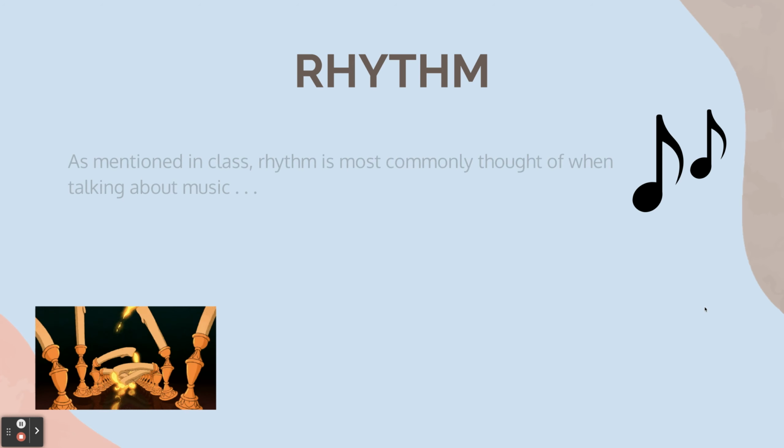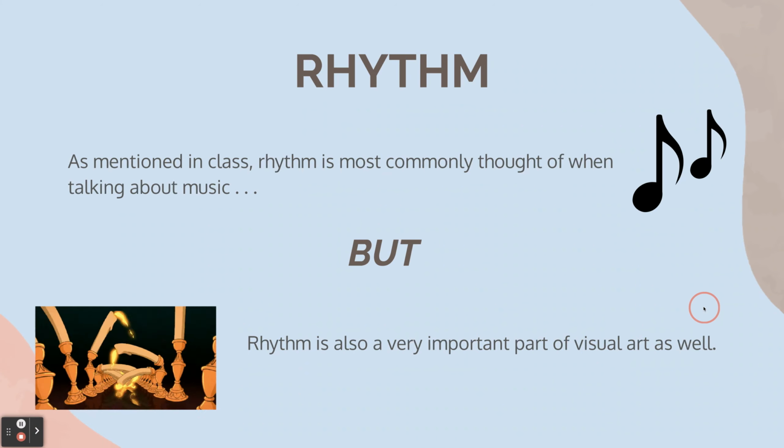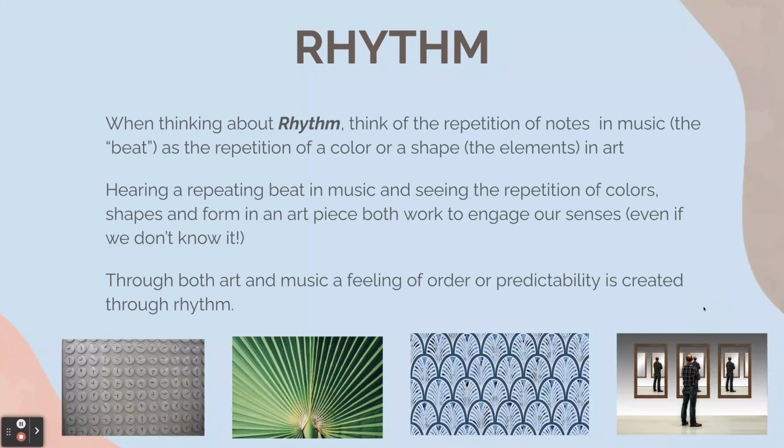As mentioned before, rhythm is most commonly thought of when we're talking about music and sound, but it's also really important when you're talking about visual art. So when thinking about rhythm, think about the repetition of notes in music, the beats, as the repetition of a color or a shape in artwork, right? Hearing a repeating beat in music and seeing the repetition of colors, shapes, and form in an art piece both work to engage our senses, even if we don't know it. Through both art and music, a feeling of predictability and order is created through that rhythm.